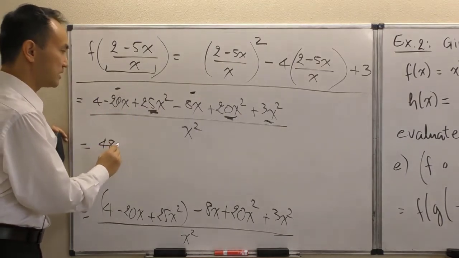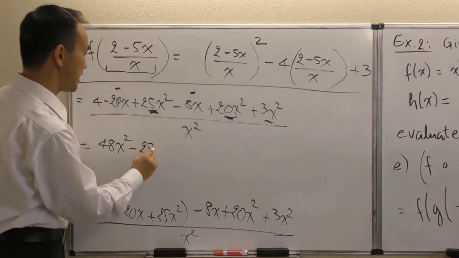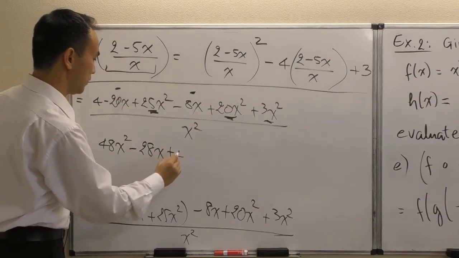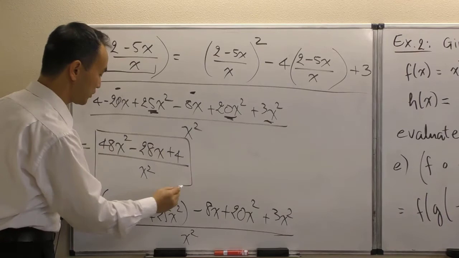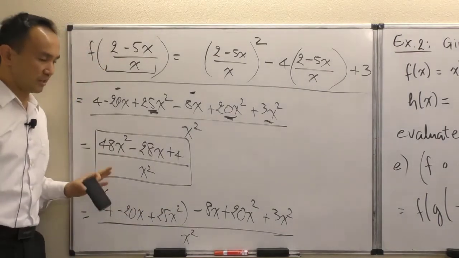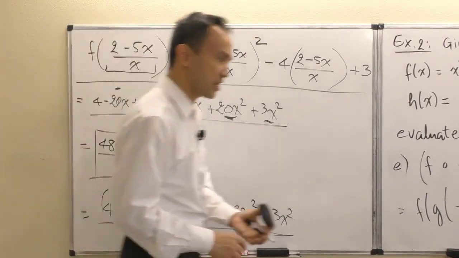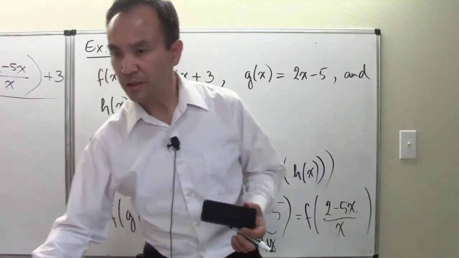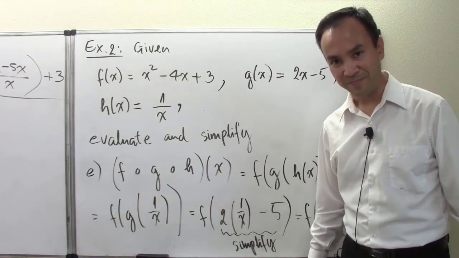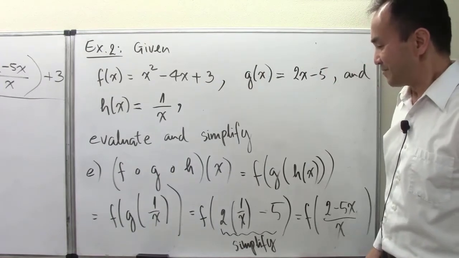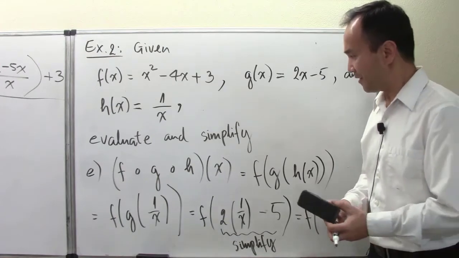48x squared, and then minus 28x, and then plus 4. All of that is over x squared. That is our most simplified expression, and this represents f of g of h. This is, ladies and gentlemen, the simplified answer for f of g of h. That's what it is. And that is the end of our example 2.